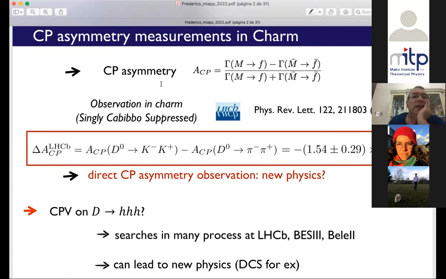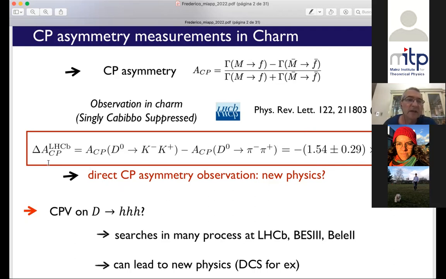It's about the CP asymmetry that people at LHCb measure in D0 decays in the two channels, K minus K plus and pi minus pi plus. So this number is already about one percent, one order of magnitude larger than what people have expected. So there is a lot of speculation about new physics to explain this order of magnitude.